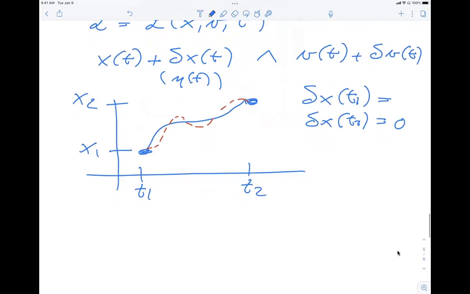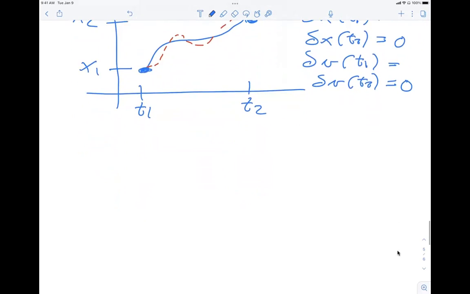And that's going to represent our change in the path. And in the two extreme points, we know the value of the function x. And then we have no variation, because that point is fixed. And then we also have delta v of t1 equal to delta v of t2, and these are also going to be 0.